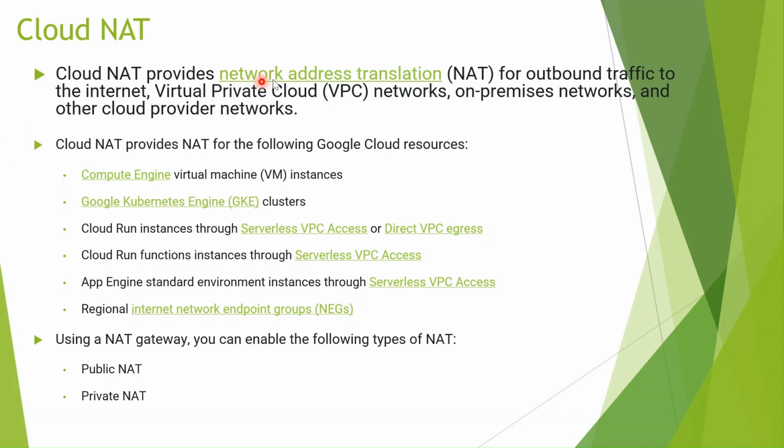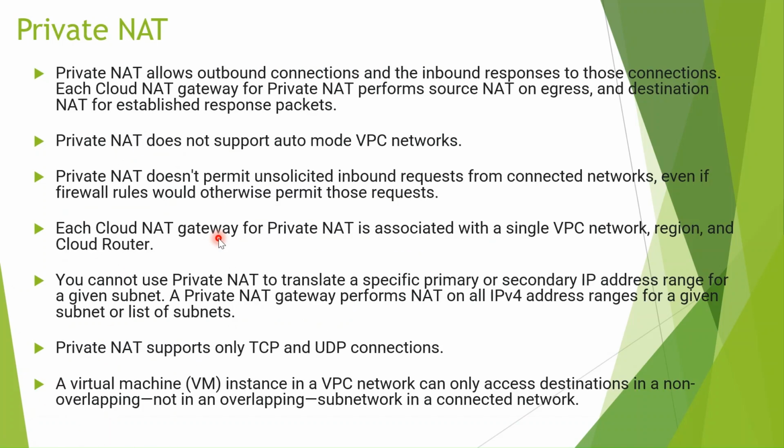Cloud NAT provides network address translation for outbound traffic to the internet, or to your VPC networks, your on-prem, or other cloud provider networks also. If the traffic is going to the internet, then it is known as public NAT. But if it is going to your VPC networks, on-prem, or other cloud providers, then we can use private NAT. So let's see what private NAT is.